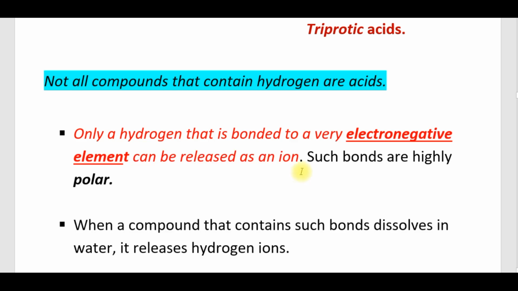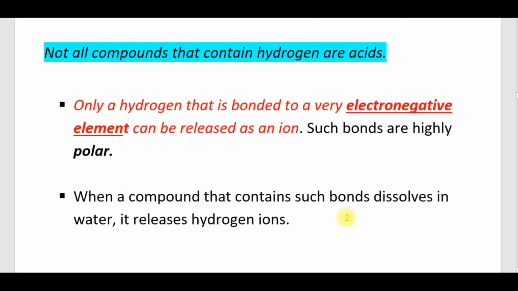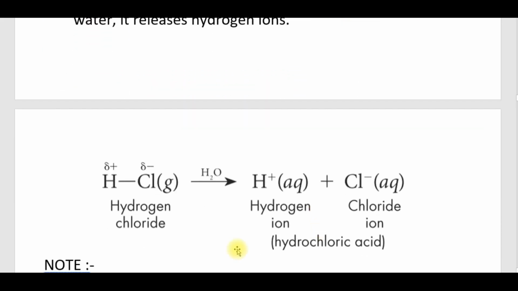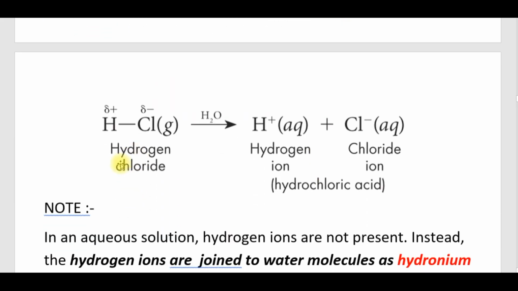Only hydrogen that is bonded to a very electronegative element can be ionized, or released as an ion, and such bonds are highly polar also. When a compound that contains such bonds dissolves in water, it releases a hydrogen ion. Therefore, I will explain here with an example.